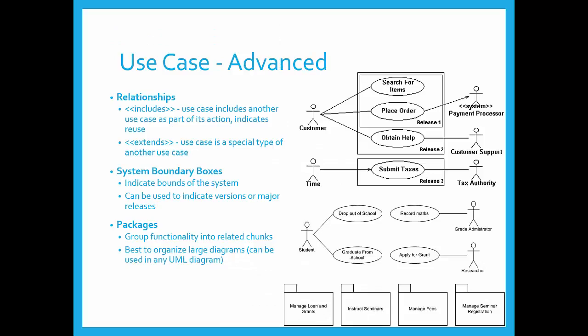A few more advanced features can optionally be used to further describe or simplify our systems. Relationships between entities can be described by using angle brackets around a custom term. The most commonly used relationships describe those of reusing components. Includes indicates that one use case uses another use case as part of its operation. Extends indicates a custom extension of a specific use case.